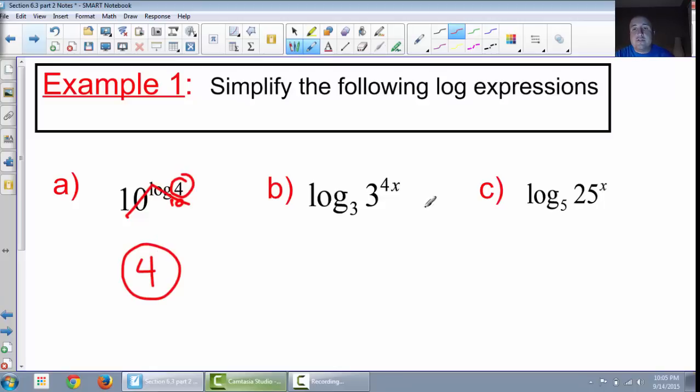Okay. So same thing here. We have a log with a base of 3 with a 3 right next to it. So the log base 3 and the 3 cancel. I'm left with 4x. And it is that easy. It seems strange, but it is that easy.